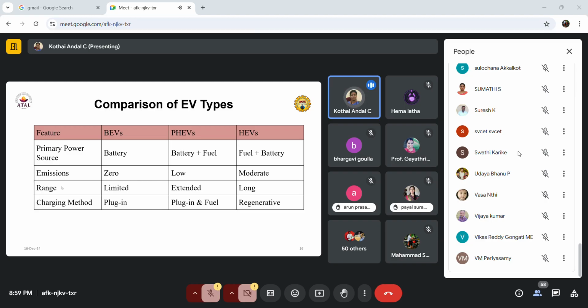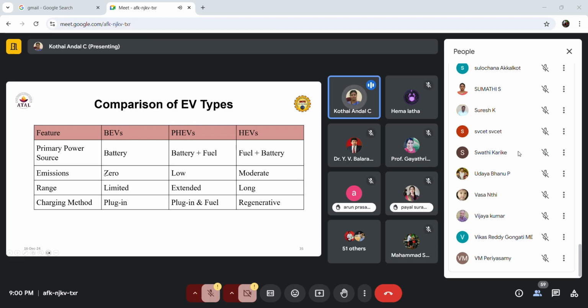Here, when it comes to the comparison, just to make it clear, I have given this table. So here: battery vehicle, plug-in hybrid vehicle, hybrid vehicle. The primary power source for the battery vehicle is only the battery. In the plug-in hybrid electric vehicle, PHEV, plug-in means the main source is the battery, which is then supported by the fuel, the IC engine. In the hybrid electric vehicle, the main source is fuel, which is supported by the battery. So that's why it comes first and second.